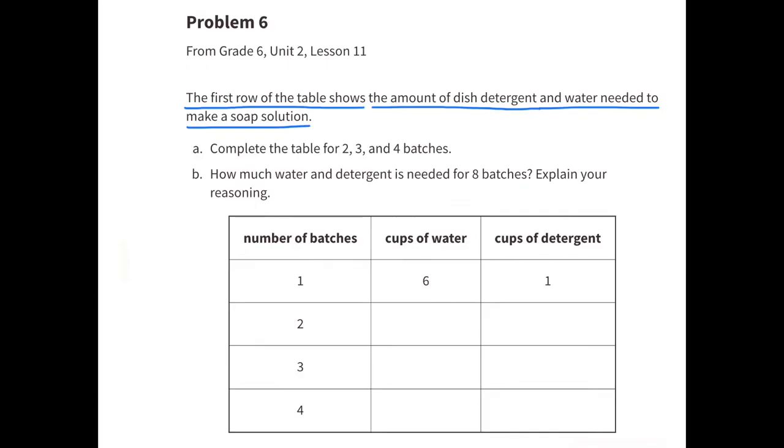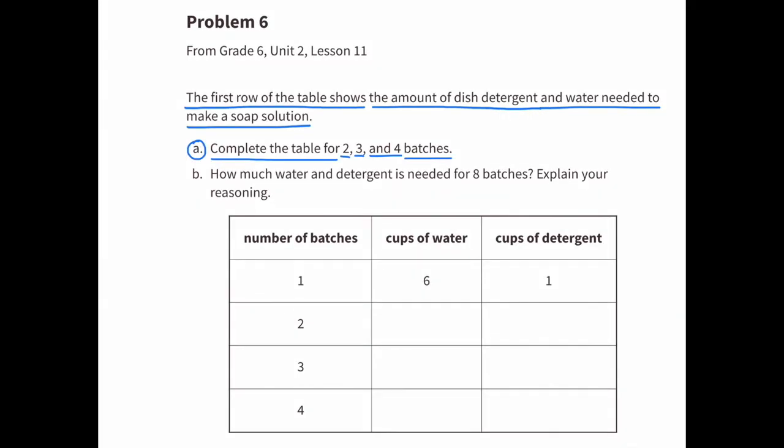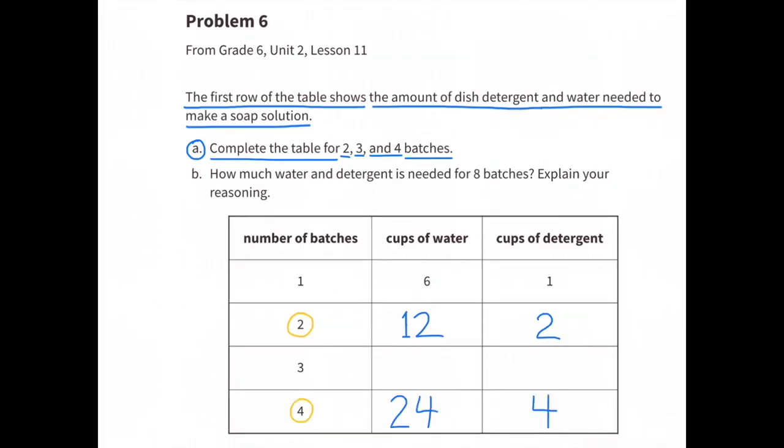Number 6. The first row of the table shows the amount of dish detergent and water needed to make a soap solution. A. Complete the table for 2, 3, and 4 batches. 1 batch times 2 is 2, 6 cups of water times 2 is 12, and 1 cup of detergent times 2 is 2. 4 batches would be double 2 batches. So if 2 batches called for 12 cups of water, then 4 batches would call for 24 cups of water. If 2 batches called for 2 cups of detergent, then 4 batches would call for 4 cups of detergent.